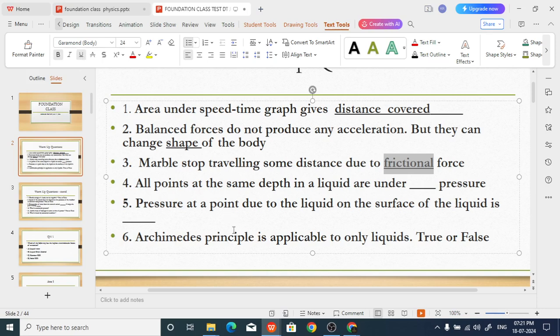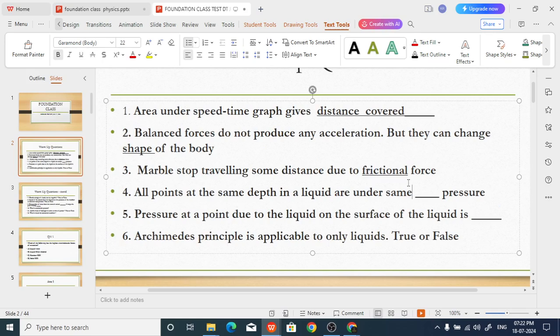Then all points at the same depth in a liquid are under dash pressure. There is a liquid in a beaker or in a column, and under the same depth, the pressure will remain what? Same, sir. Same pressure. Okay, very good.